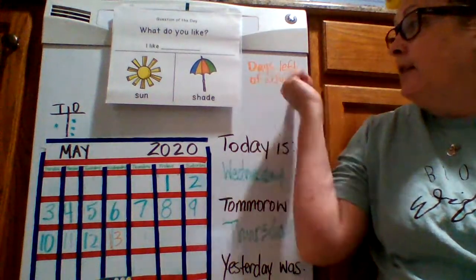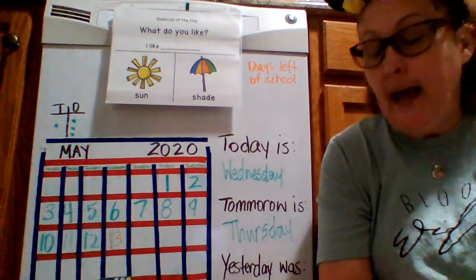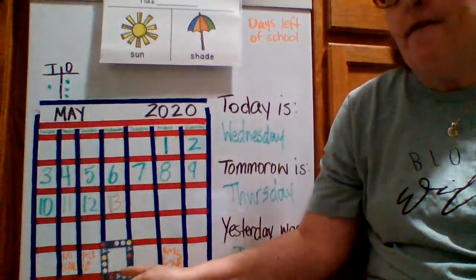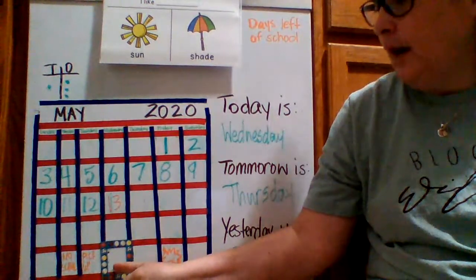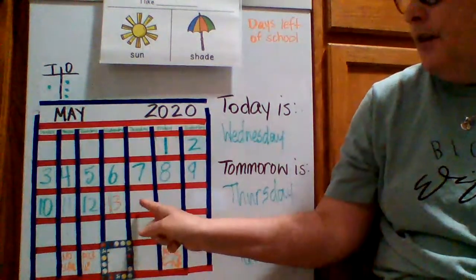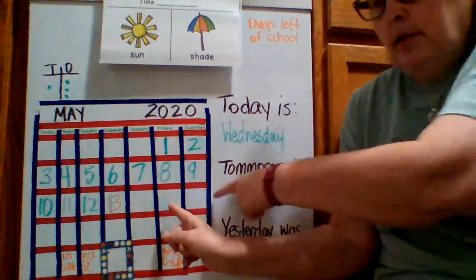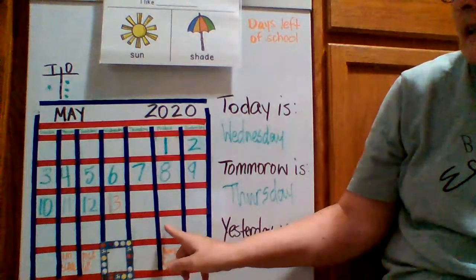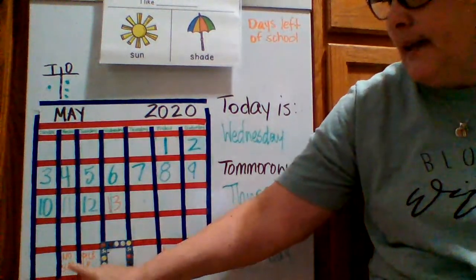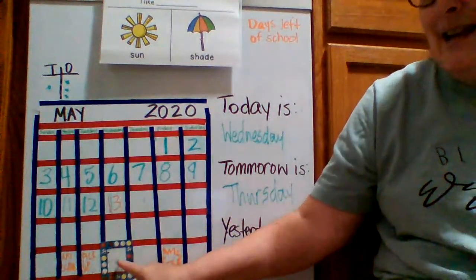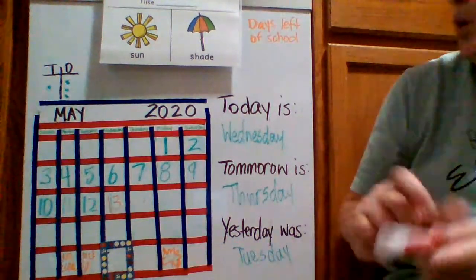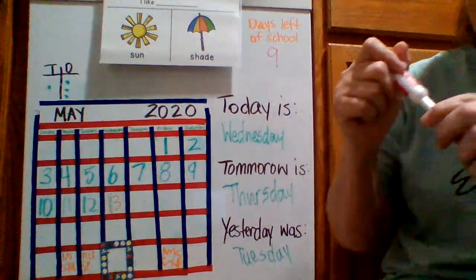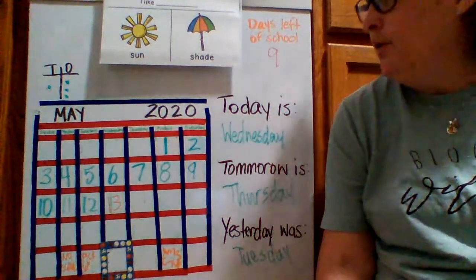We want to count to see how many more days of school we have, because this is our very last day right here. We have one, two, we don't count our weekends, three, four, five, six, seven, no school on this day, eight, nine. 9 more days of school. Wow, that's not a lot, is it? You can do this. You all got it.